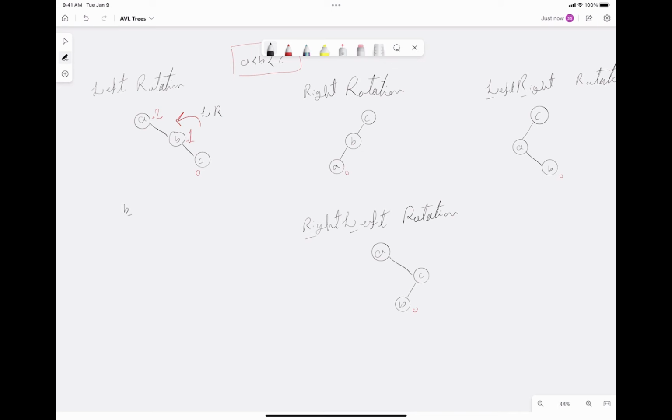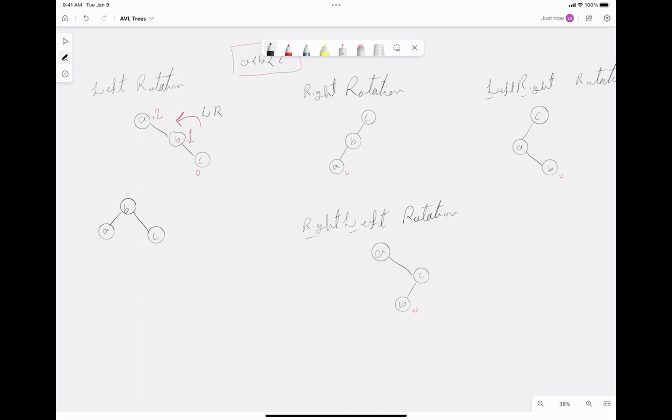So B will be the parent of A, and as you see here, B was the right child of A, and now A will be the left child of B. Okay, and there is no change on C because A was the node that had the problem. So again, B was the right child of A, and now A became the left child of B.